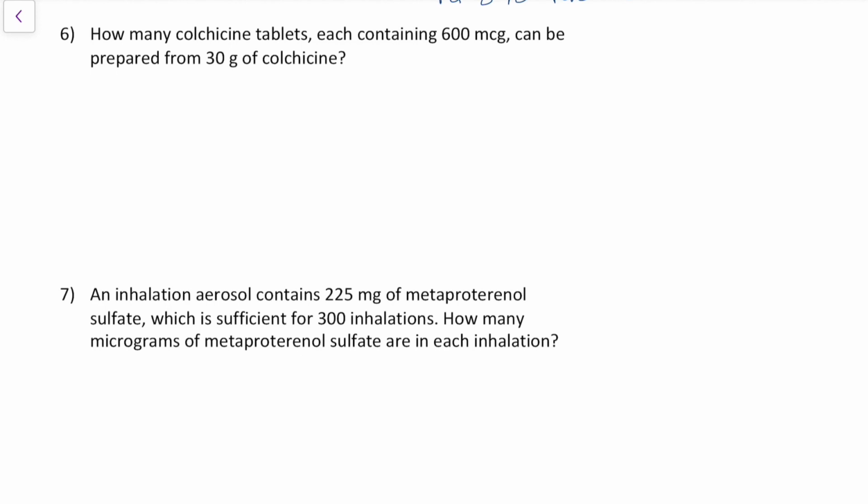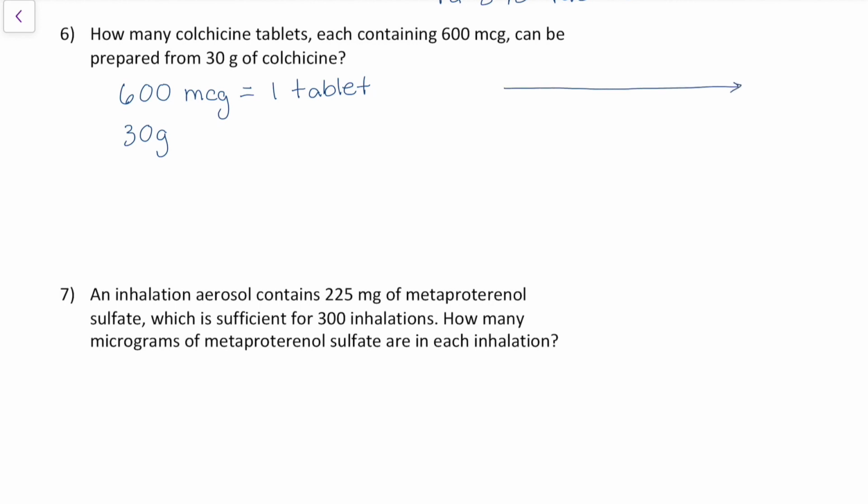Okay, so how many colchicine tablets, each containing 600 micrograms, can be prepared from 30 grams of colchicine? Pause the video and then start it up again when you're ready. Okay, so again, we have a situation where we have 600 micrograms equals 1 tablet, and I have 30 grams in total. So again, we need to make our units the same here.